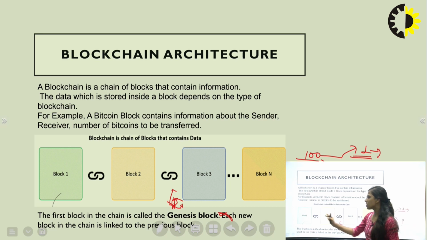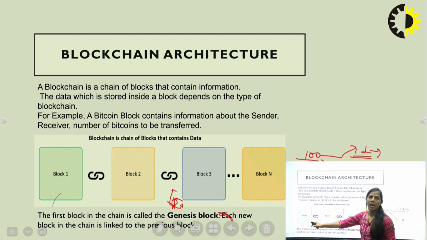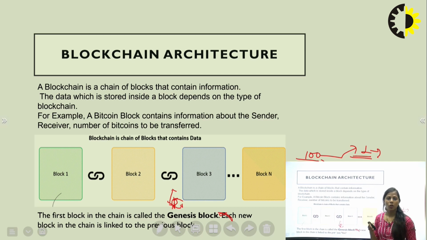We have a series of blocks: block 1, block 2, block 3, and these are the different series of blocks, in which we have the details of the sender, receiver, and the number of bitcoins we are going to transfer. All this information is kept in the block. We have different components, including the hash value and the transaction details.